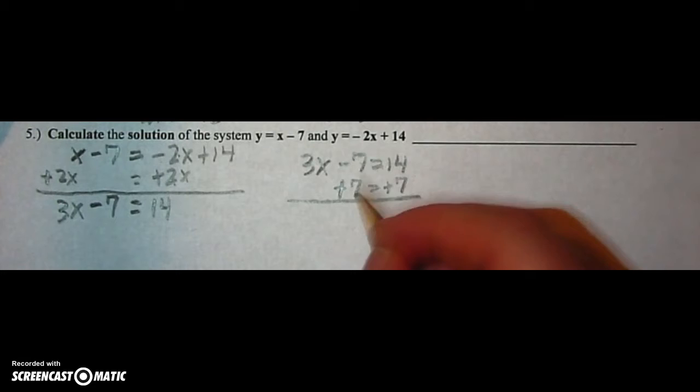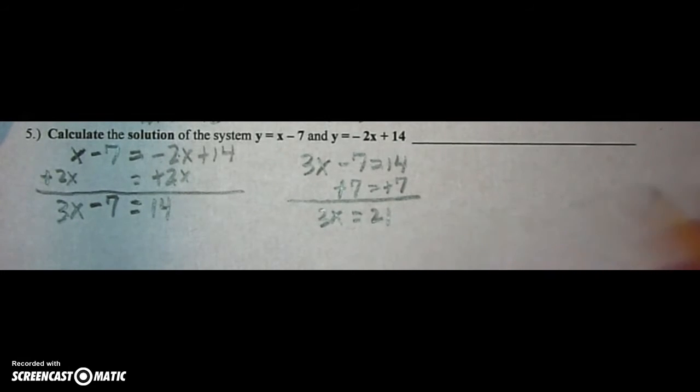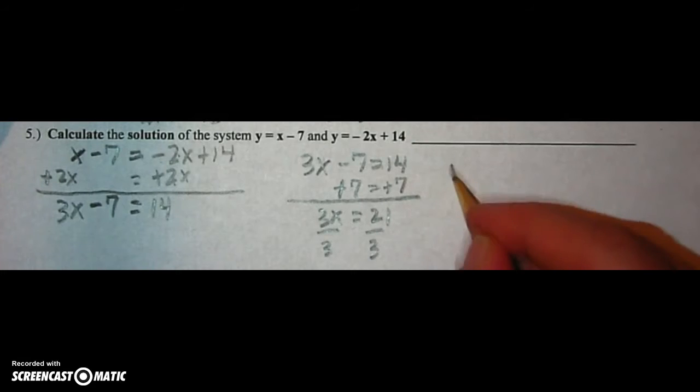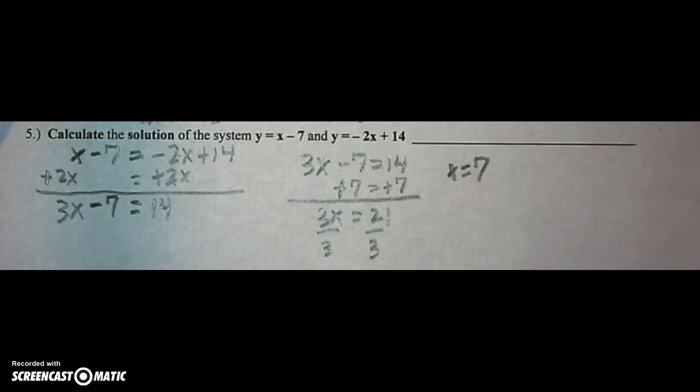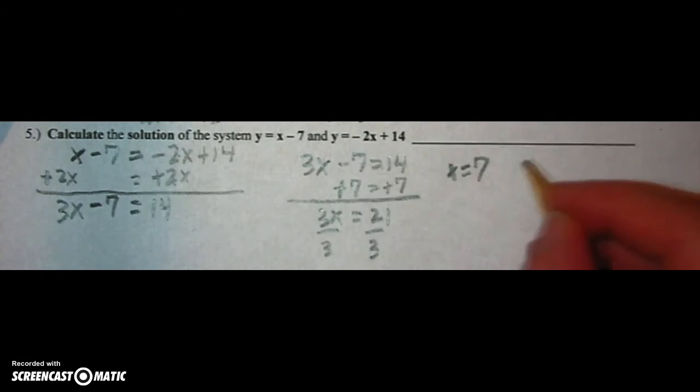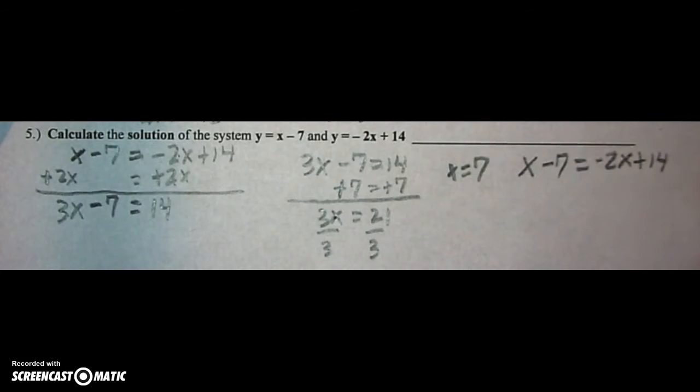Minus 7 plus 7 gives me 0, so I'm left with 3x on this side, and on the other side, 14 plus 7 is 21. To finish it up, I just have to divide both sides by 3. So x is 7. Okay. Now all I have to do is put it back in. So I'm going to write that equality again. X minus 7 equals negative 2x plus 14.